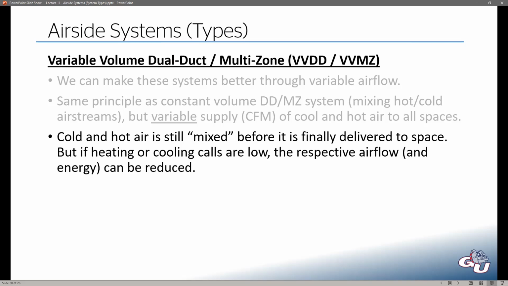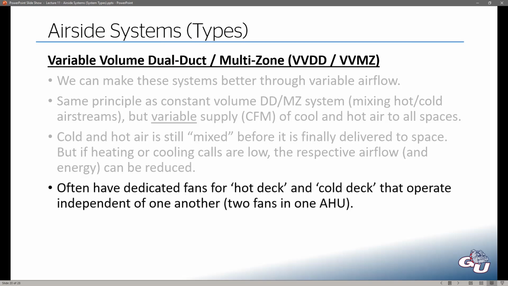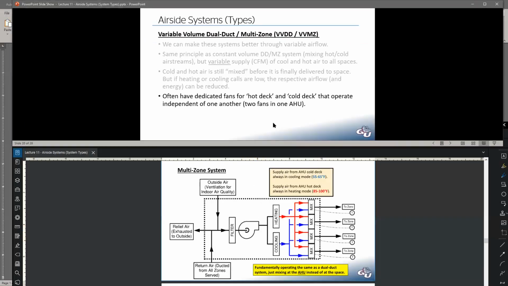We're still mixing it, but if we're in that condition where our thermostat says we're perfectly happy where we're at, we don't want heating and we don't want cooling, then we can turn down the airflow. And so rather than always sending the same amount of air to every single zone, by making it a variable flow system, we can cut back that airflow and save a whole lot of energy. In this scenario, in my diagram, I showed a single fan serving both coils. That would be more appropriate for an older style constant volume system.